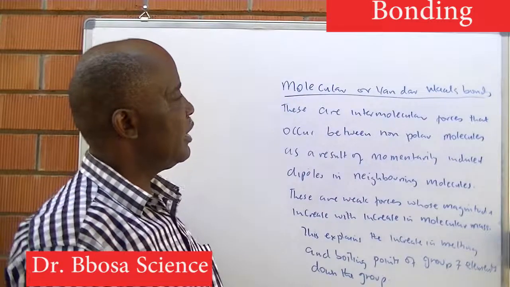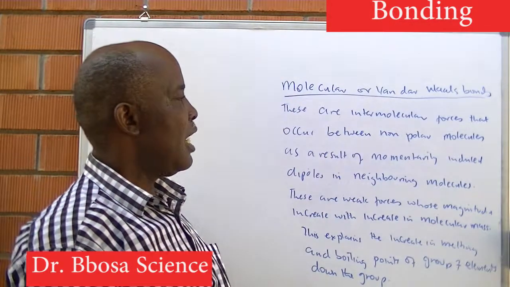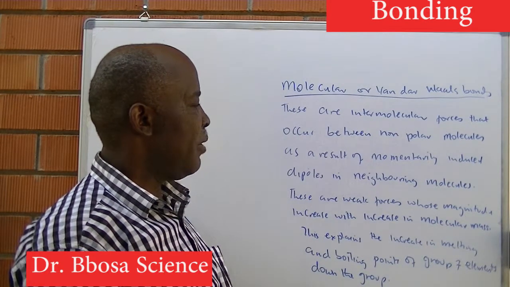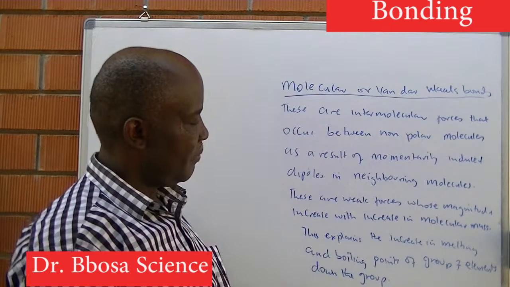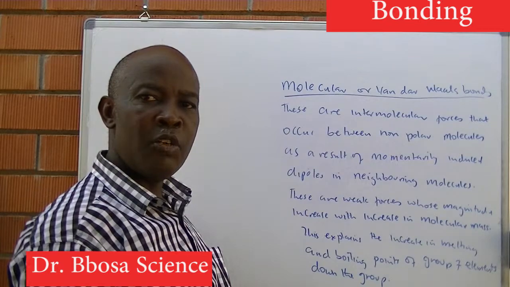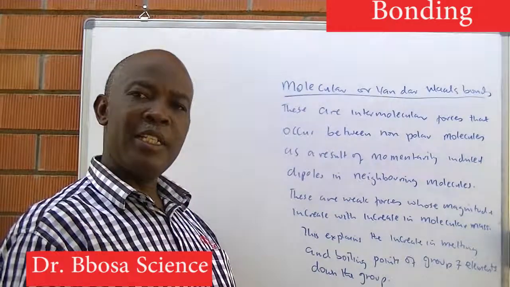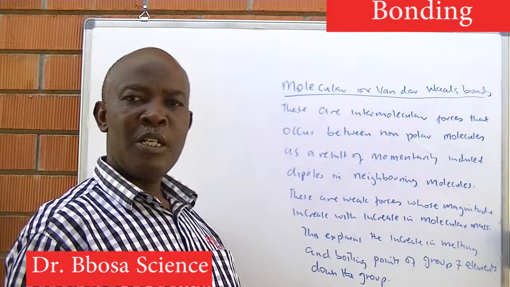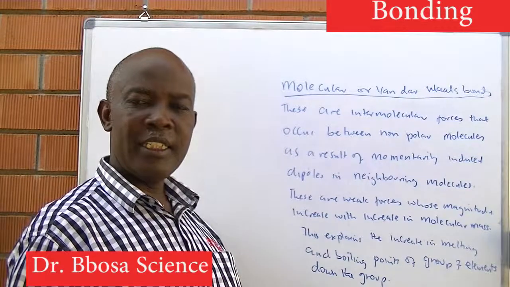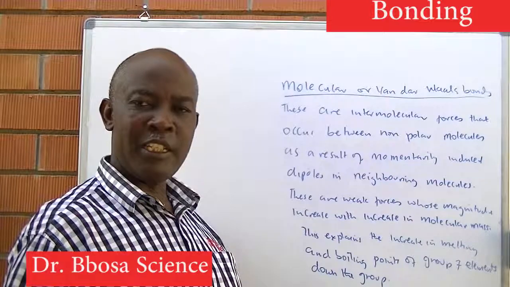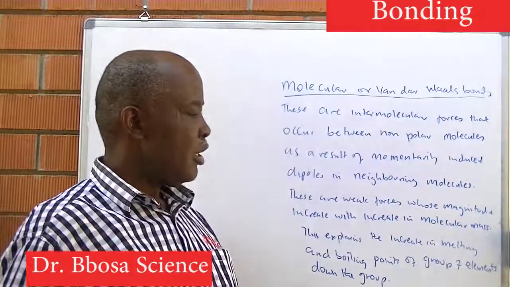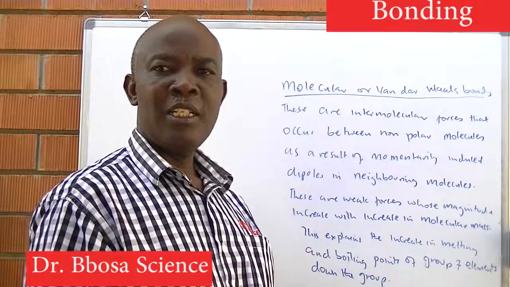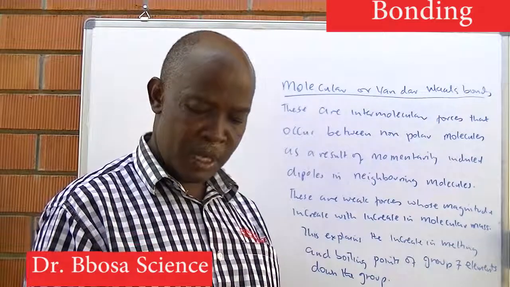Molecular or van der Waals forces. These are intermolecular forces that occur between non-polar molecules as a result of momentarily induced dipoles in neighboring molecules. These are weak forces whose magnitude increases with molecular mass. This explains the increase in boiling and melting points of group 7 elements down the group. Fluorine and chlorine are gases. Bromine is a liquid, iodine is a solid. So down the group, both melting and boiling point will increase due to increase in the molecular mass and increase in van der Waals forces. Van der Waals forces will increase with increase in the molecular mass.